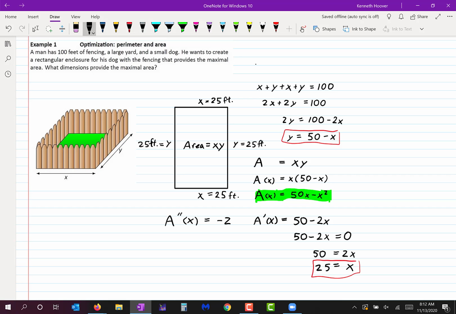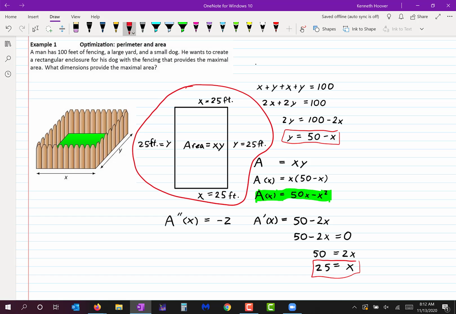And there's the answer to our question. The man in the problem should make a square yard, 25 feet on all 4 sides. And then that will provide the maximum area inside the fence for his dog to run around.